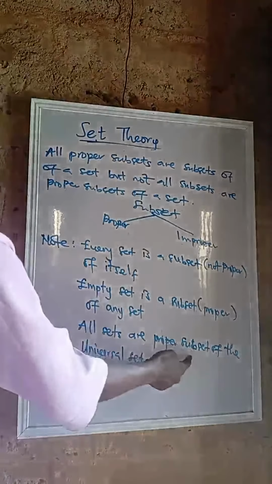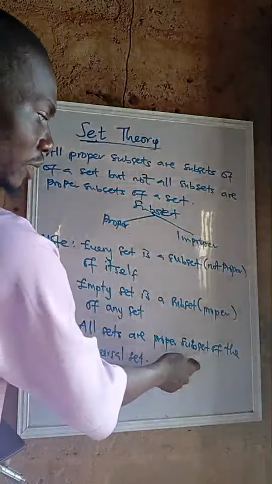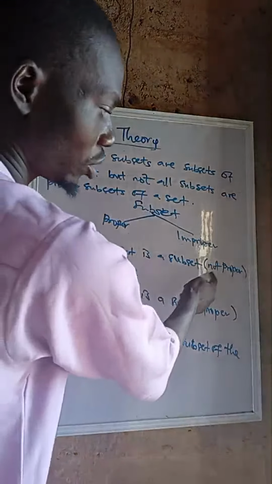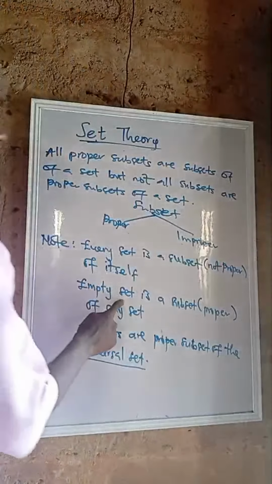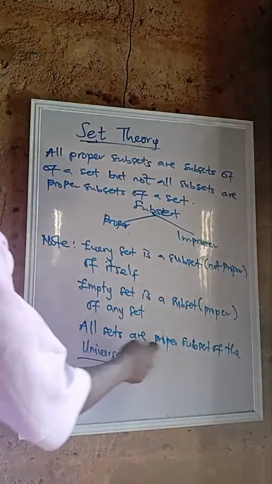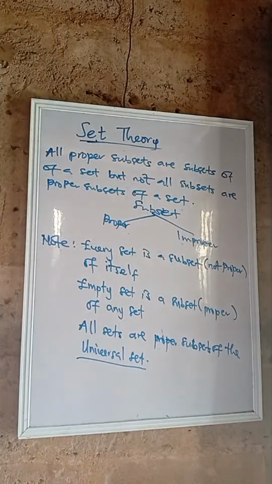So you know what a proper subset is now. It must not be equal to the universe for it to be proper. So you should note that every set is a subset of itself, not proper. That is, it is improper. The empty set is a subset of any set. That is a proper subset. And all sets are proper subsets of the universal set. Note, the universal set is the mother of all sets.